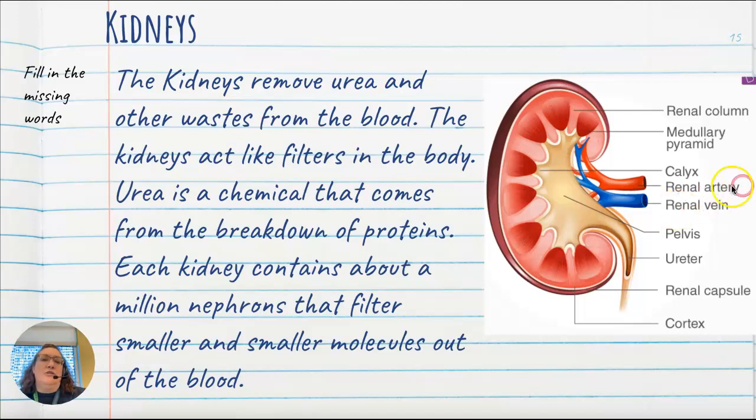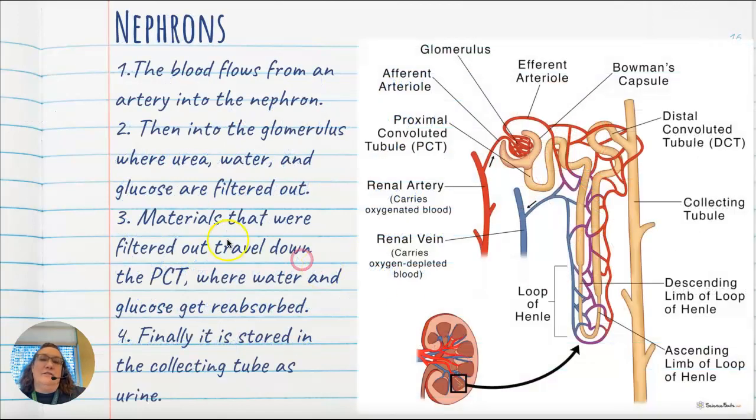The things I want you to notice over here were the renal artery that comes in. That would be your oxygenated blood coming in and dropping things off and providing glucose and whatever for the filters to do their job. And then you have the renal vein, which is pulling all of that blood back towards the heart and then eventually the lungs.